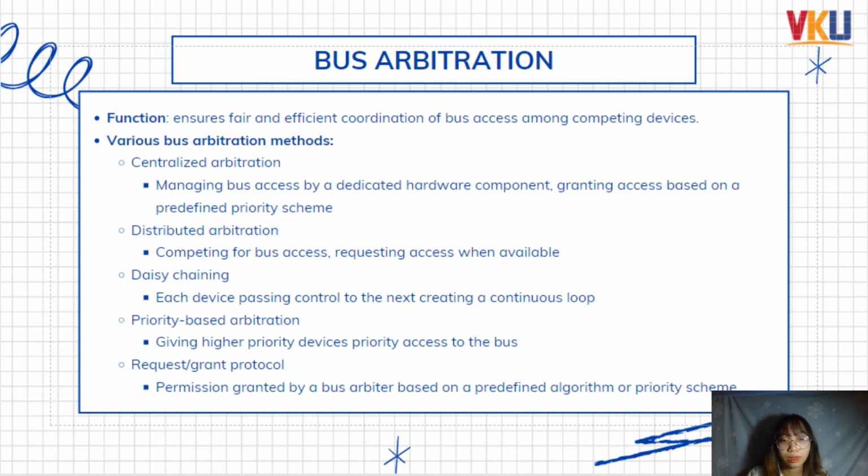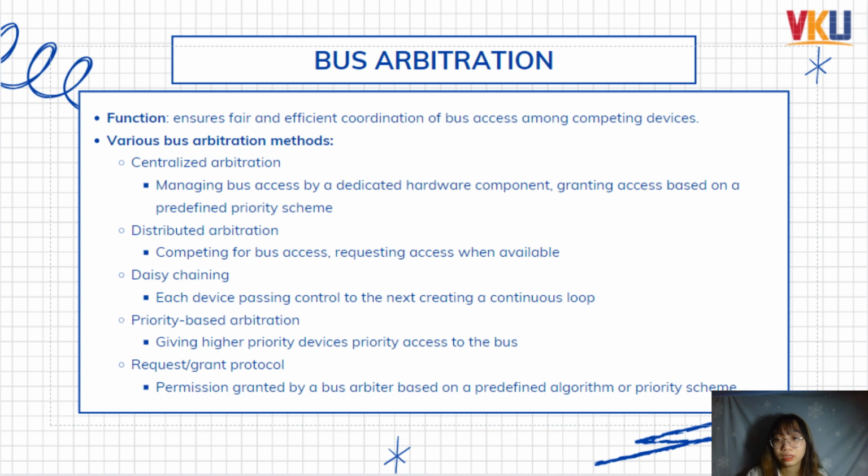The daisy chaining method is a system where devices or processors are interconnected in a chain-like structure, with each device passing control to the next, continuing in a continuous loop. And the priority-based arbitration will assign the devices or processors different priority levels based on importance, urgency, or determined assessment, giving higher priority limited priority access to the bus.